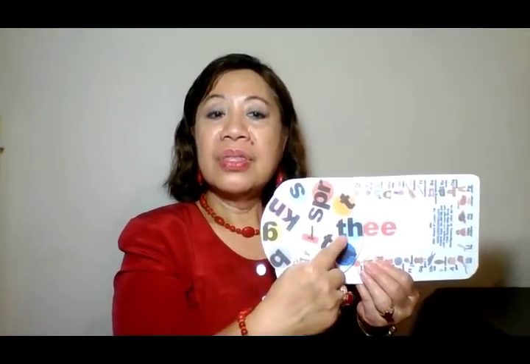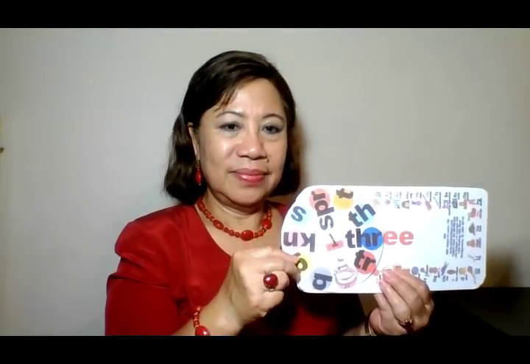TH makes one sound. Mm, V. These are letters THR. Three. Three. These are letters T and R. E. Tree. All right.